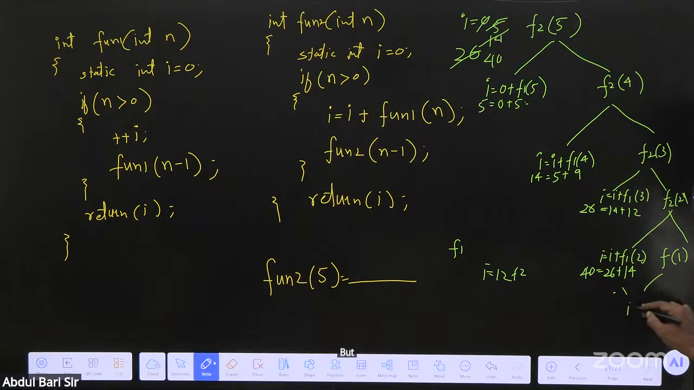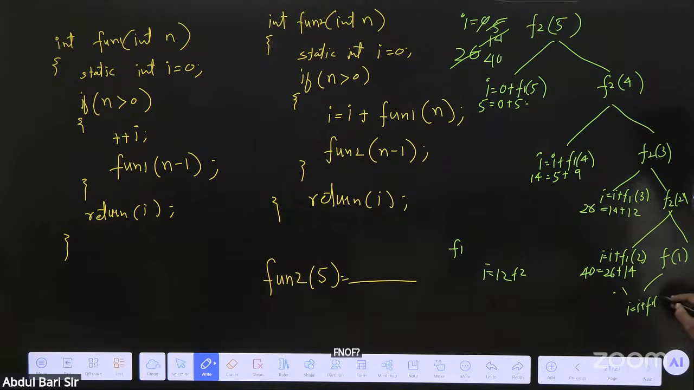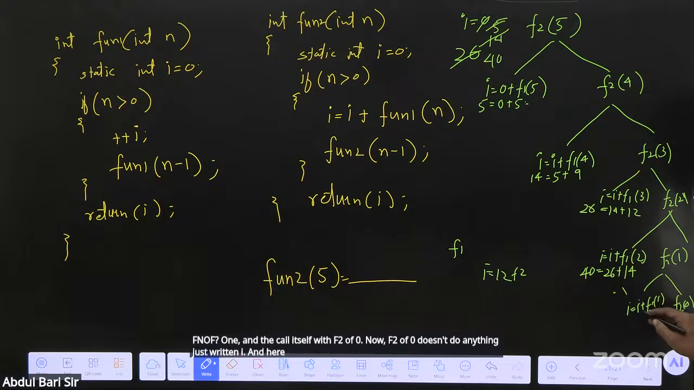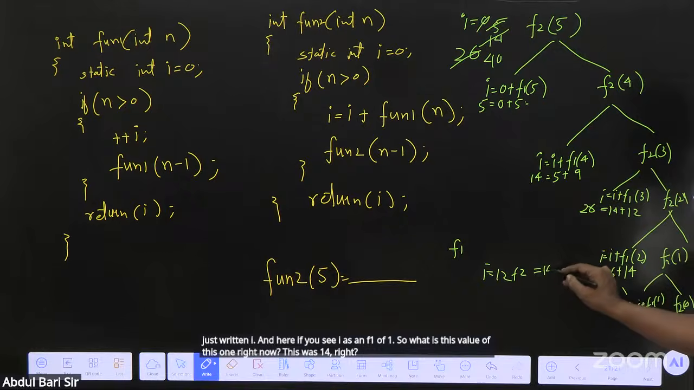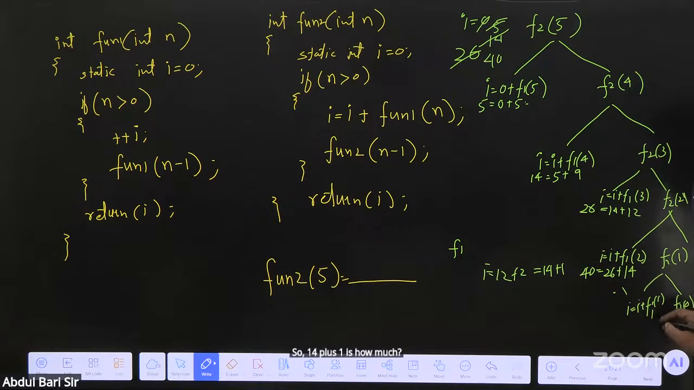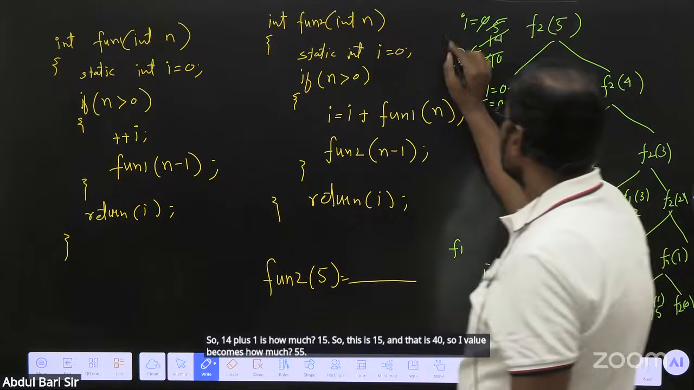Then again, I assign I plus F1 of 1, sorry, not F1 of 0, F1 of 1, and call itself with F2 of 0. Now F2 of 0, it doesn't do anything, just returns I. And here if you see, I as an F1 of 1. So what is the value of this one right now? This was 14, right? So 14 plus 1 is how much? 15. So this is 15 and that is 40. So I value becomes how much? 55. I value is 55.